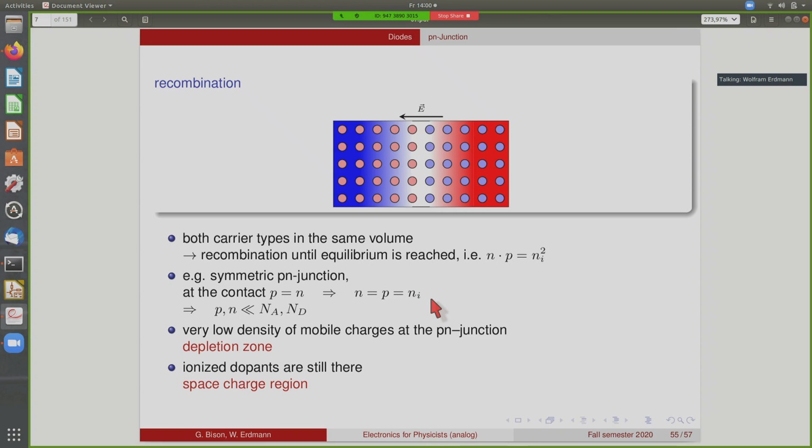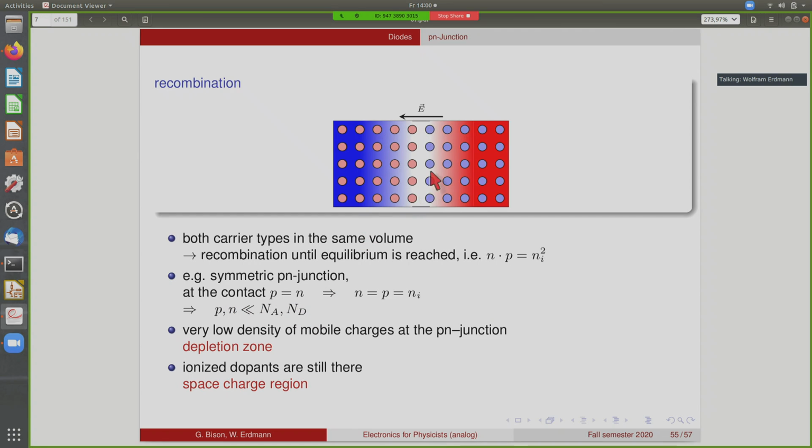So because of the mass action law, again, we can say that the product of the two will be n_i squared, so very, very small. For instance, if you now consider the middle of two symmetric regions of P and N silicon, then from symmetry you can argue that at the interface exactly the two numbers will be equal, and hence both of them will be the intrinsic number density. So this means that in the middle here, the P and the N densities will be much, much smaller than the acceptor and donor numbers that we have left and right.